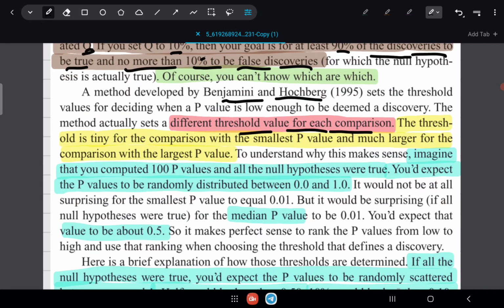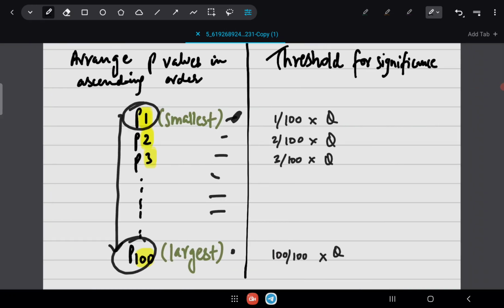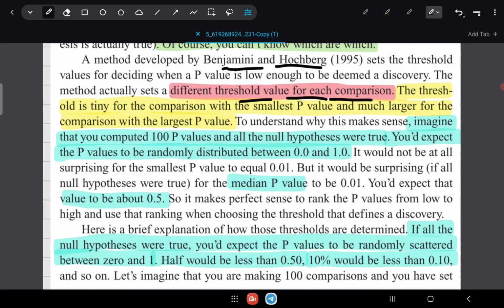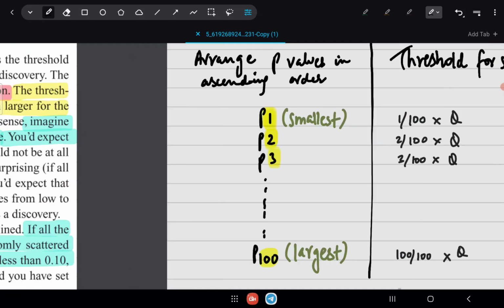So what I want to tell you is that in this FDR method, the threshold itself varies from one comparison to another. The threshold is small for those p-values which are small. The threshold is large for the larger p-values. Okay. To make sense of why we are doing this, let me tell you what we do first, and then I will tell you how it makes sense.